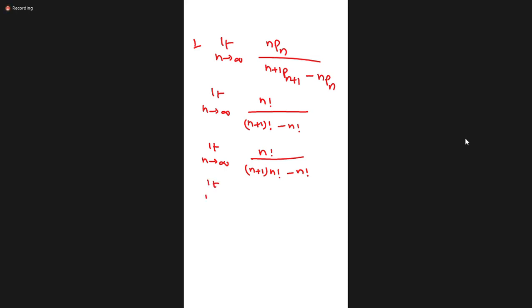So let us take n factorial common in the denominator. So we'll get n plus 1, so we'll get 1 by n. Limit n tends to infinity, 1 by n. n is infinity, 1 by infinity is 0.